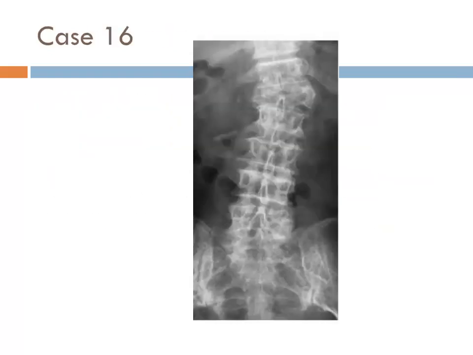Case number 16, multiple myeloma presenting as generalized osteopenia in the spine. In this case, however, extensive destruction of L1 and the destroyed left pedicle of L5 suggest the malignant process.